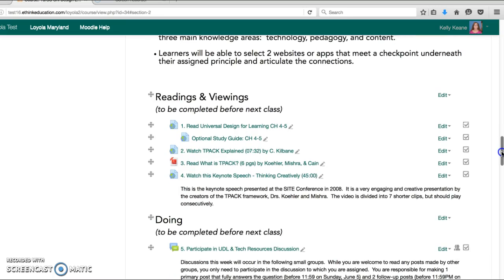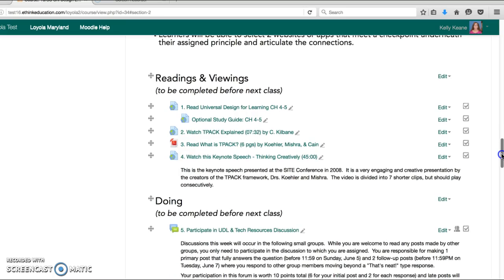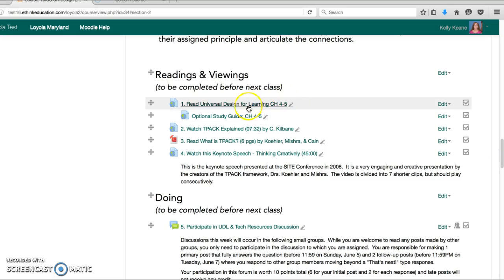So first things first, you have 4 things to read and view, starting with chapters 4 and 5 in your text, the optional study guide where you should at least be able to answer most of the questions. There's a video that's 7 minutes and 32 seconds long about what TPAC is, a 6-page overview, and Drs. Koehler and Mishra are the two professors who founded this framework not too long ago, and so this is actually a really good original article to read.